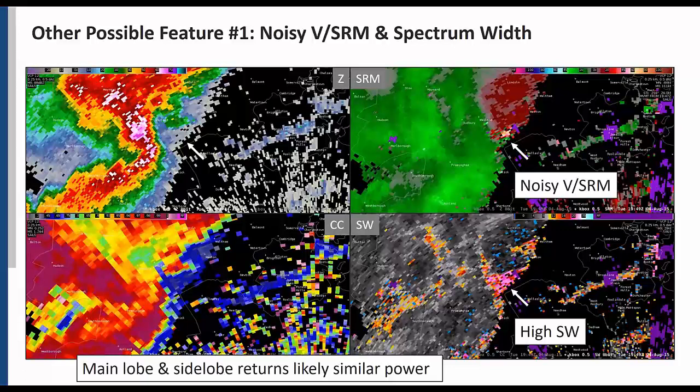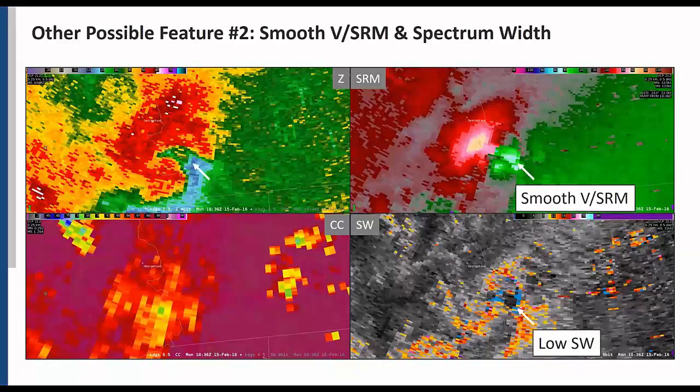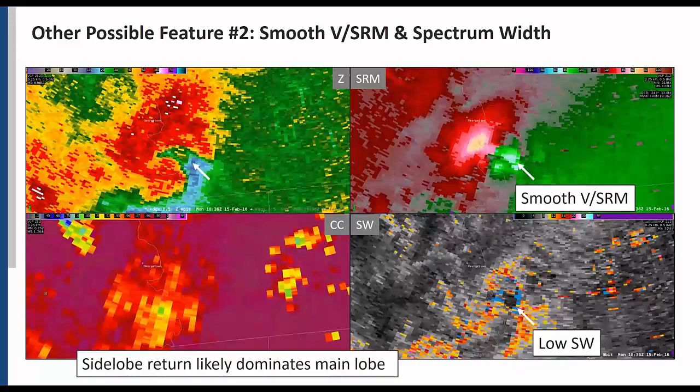In addition to this, one of the things we'll sometimes see is smooth velocity data and spectrum width data. In this case, what we think is going on is that whatever is getting returned from the side lobe is actually dominating. There's almost no power return in the main lobe at all, and what's coming from the side lobe is really strong. Because the spectrum width is so low, there's a decent chance you probably do have one area with really strong returns that might be dominating to make the signal seem so clean.